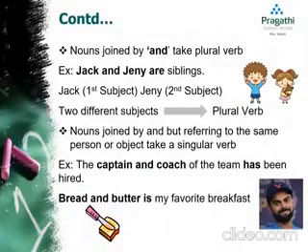Sometimes a sentence contains and to join two different subjects. Since there are two different subjects, the verb must agree with plural. Now let's see one example. Jack and Jenny are siblings. Jack first subject, Jenny second subject. Quite simple, right? Two subjects, so certainly plural verb.